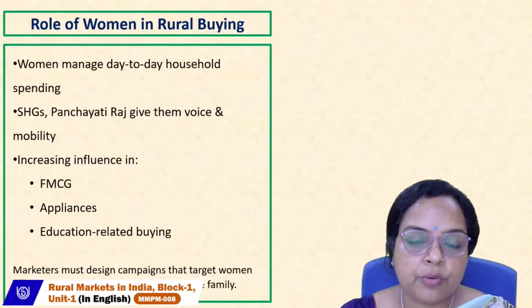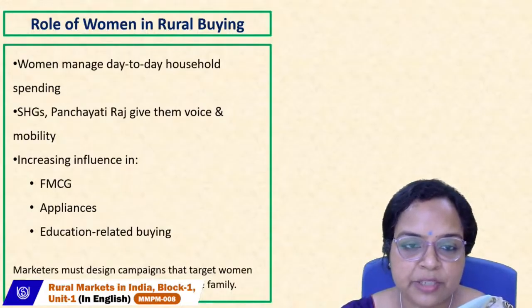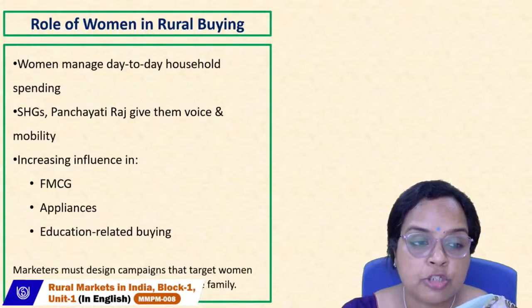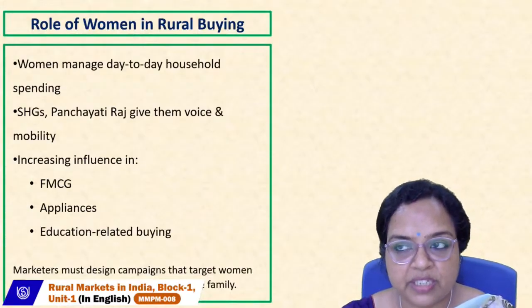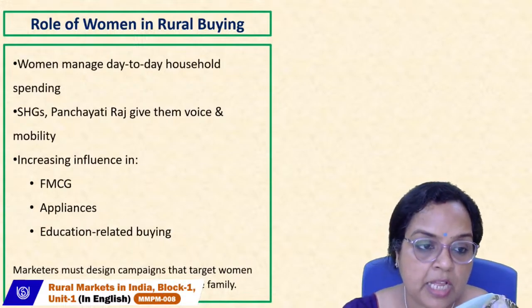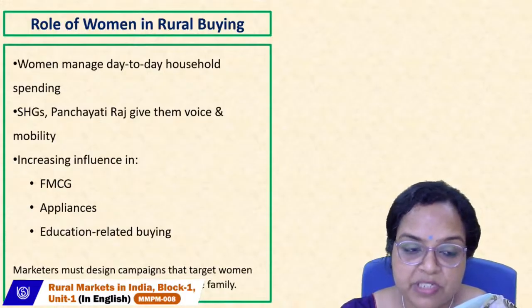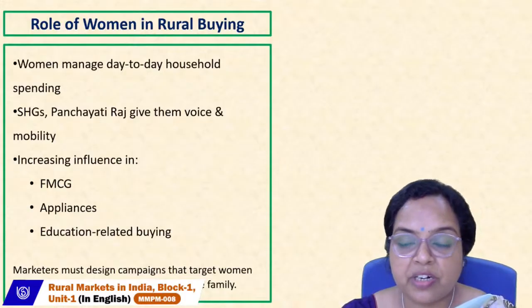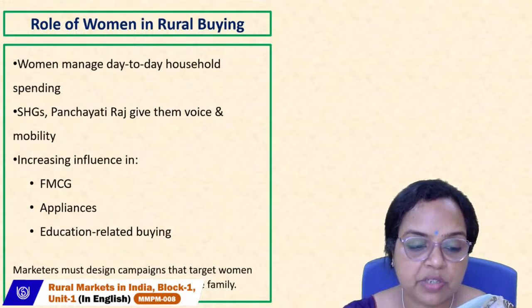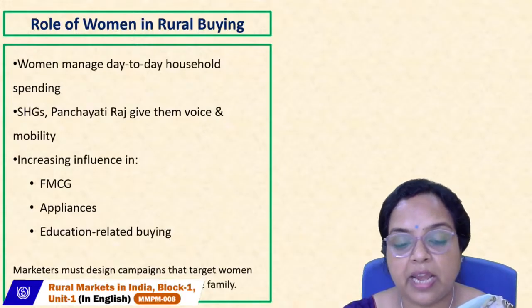The role of women in rural buying. Women manage day to day household spending, small spending to large spending. Self help groups and panchayati raj give them voice and mobility. That means the rural belt also has empowered women. Their influence is increasing in FMCG products, appliances, and education related buying. So marketers must design campaigns that target women and children, not only the male head of the family.